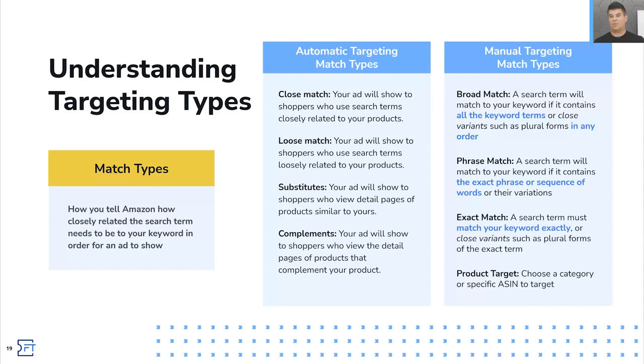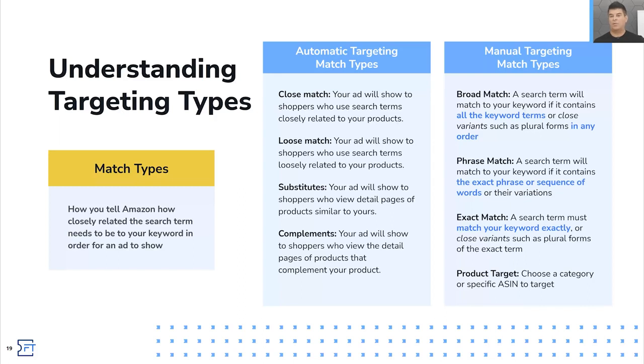This is very similar to substitutes, but it's actually focused on the product detail pages. So substitutes and complements are focused on the detail pages. The two, close match and loose match, are for the search results, and substitutes and complements are for how you're seen on product detail pages.